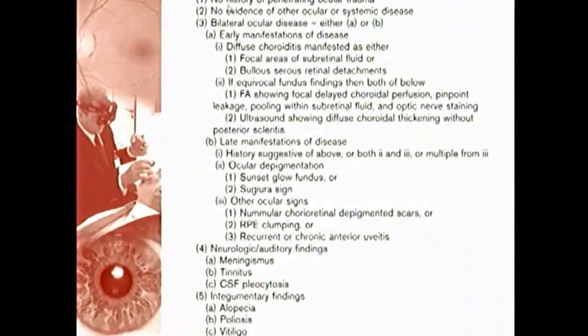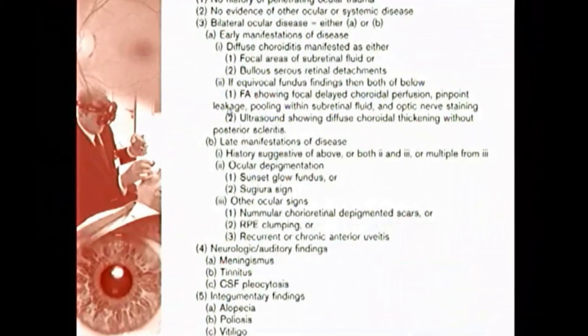The first criterion is no history of penetrating ocular trauma. Second, no evidence of other ocular or systemic diseases. Third criterion, bilateral ocular disease, and we have early manifestations and late manifestations. Early manifestations of disease, we have diffuse choroiditis manifested as either a focal area of subretinal fluid or bullous serous retinal detachment.